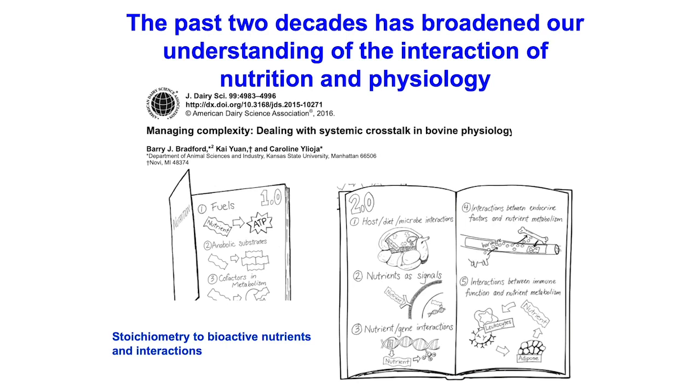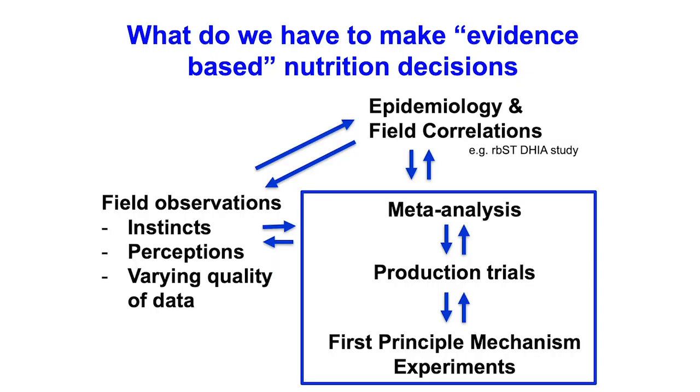We have nutrient-gene interactions, different reactions with different physiological processes, a lot more complexity than just this building block thinking. So what do we have to make evidence-based nutrition decisions? And that evidence-based term is what we hear a lot about from the medical community.